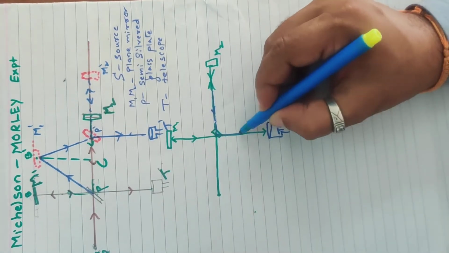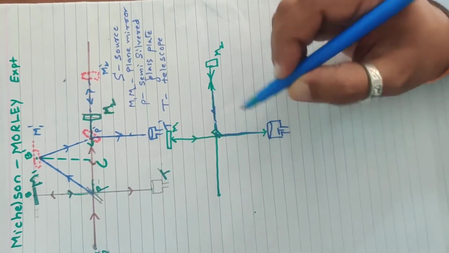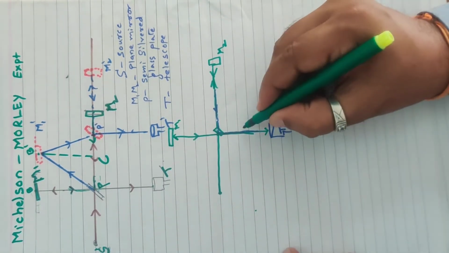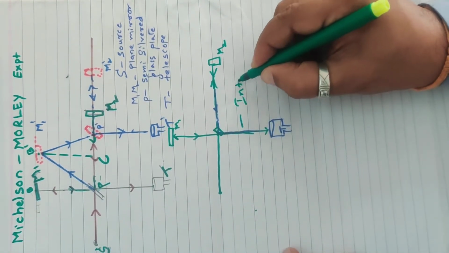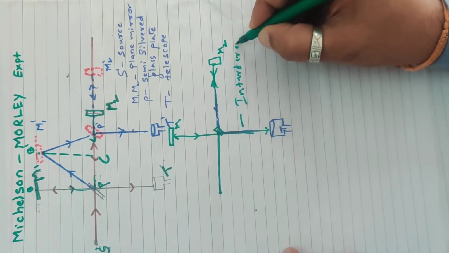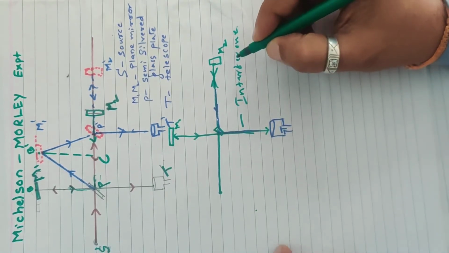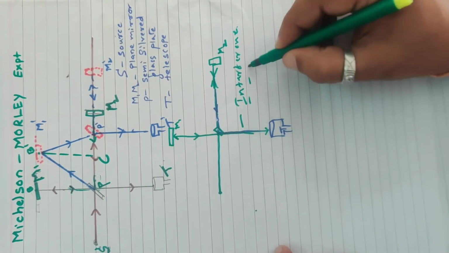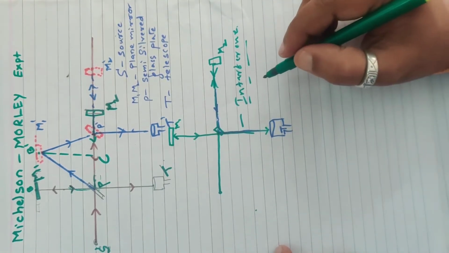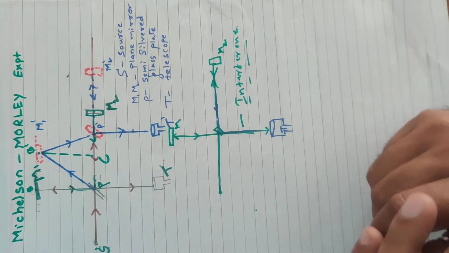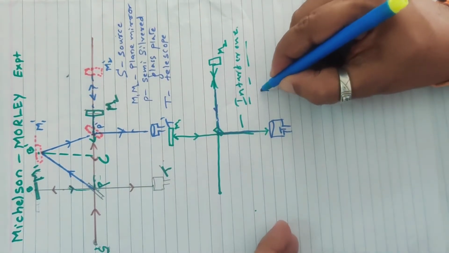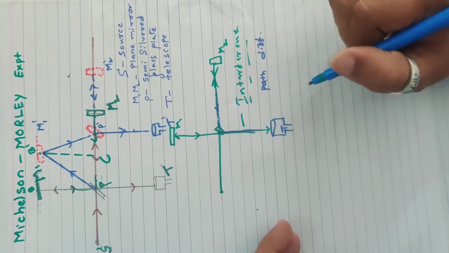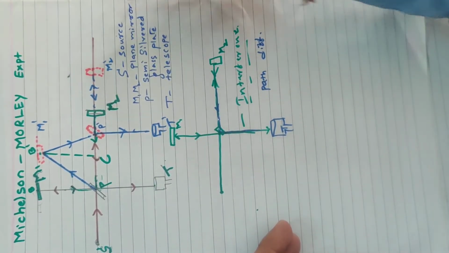Now there are two lights entering into the telescope. During this process, interference phenomena will occur, constructive and destructive. How does this interference occur? That depends on the path difference. This we know, that it depends on the path difference.